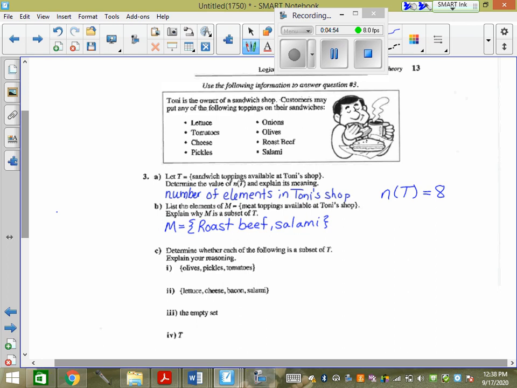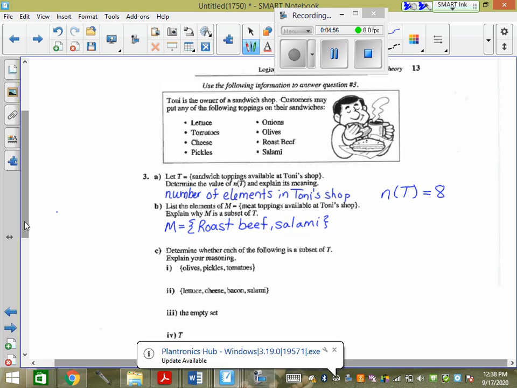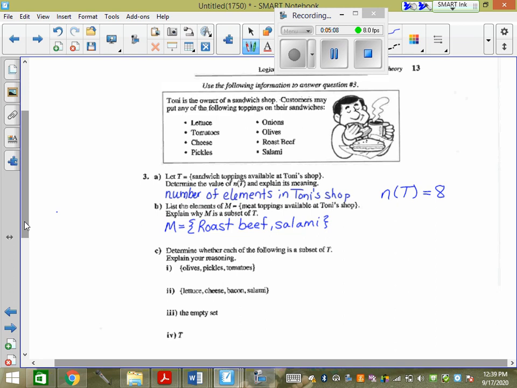Then it says, explain why M is a subset of T. And a subset means everything in M is in T. Remember that? So why is M a subset of T? Because roast beef and salami, the two meats, are elements of the toppings.